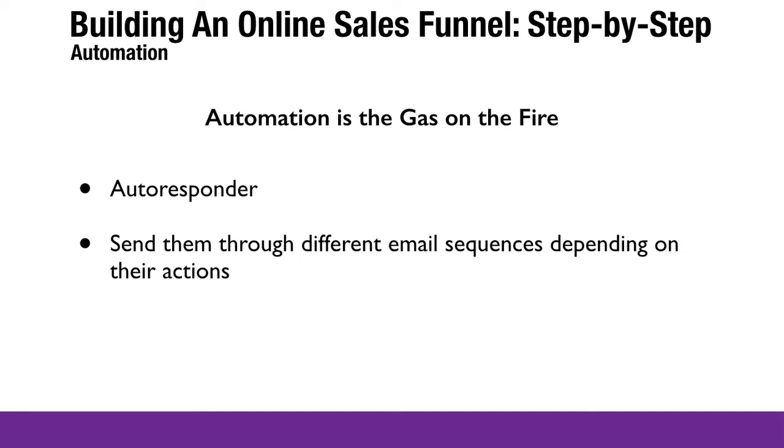Now, the automation. Okay, so the automation is the gas on the fire. Now, this is really something that you're going to run through an autoresponder service like ActiveCampaign is one of them. GetResponse. There's hundreds of them. You're going to send them through different email sequences depending on their actions. Okay, so here's where I said before, that kind of rinse and repeat.